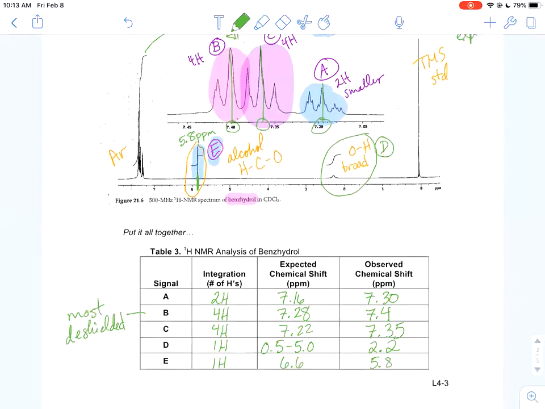Okay, so this one I do for you. I help you guys out. I hope you find it useful. You will be doing these on your own in the lab practical, so just please keep that in mind as you go through and practice more NMR.